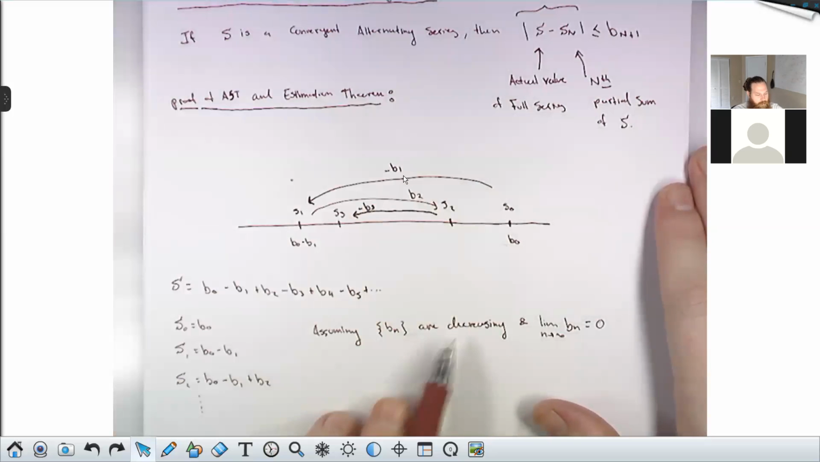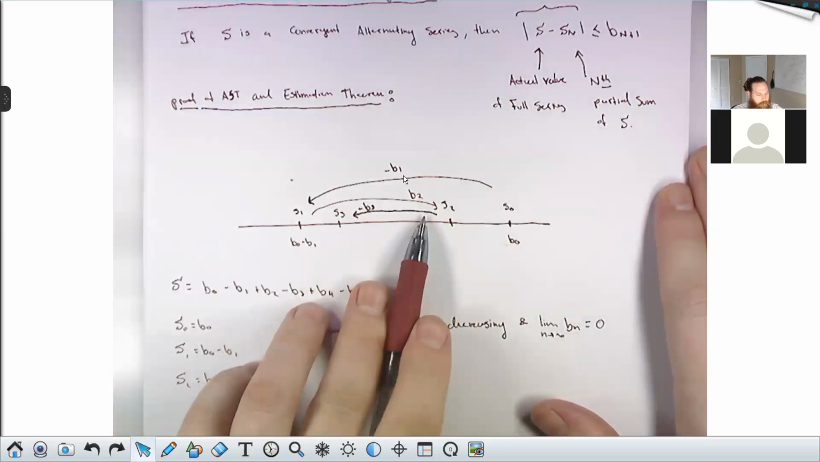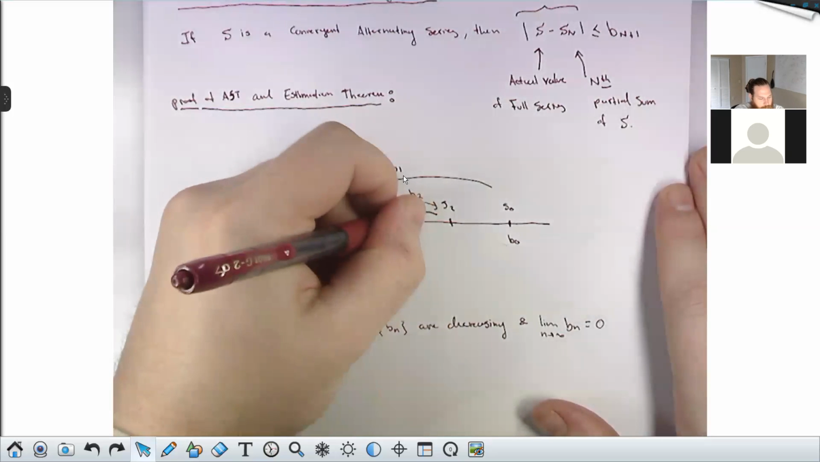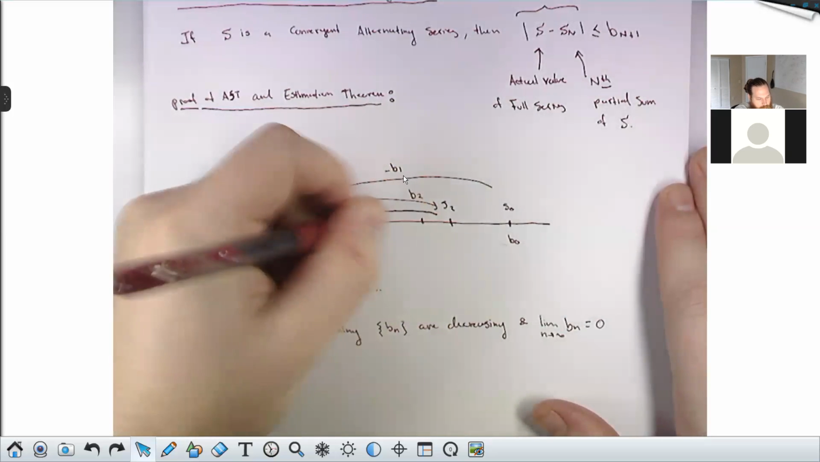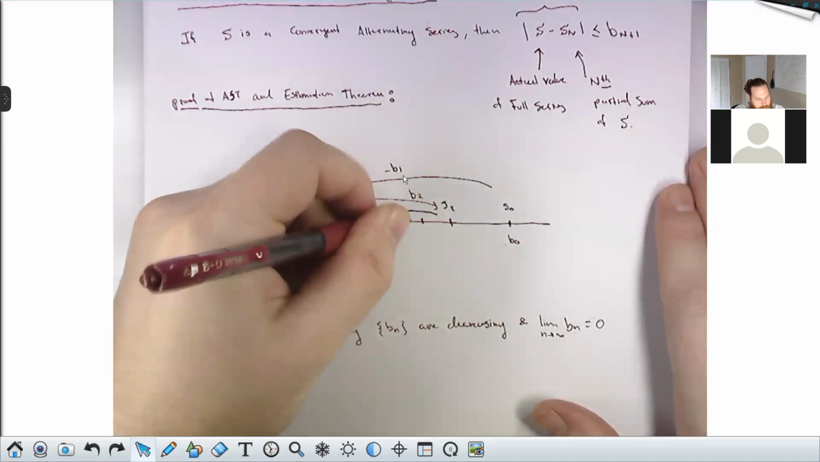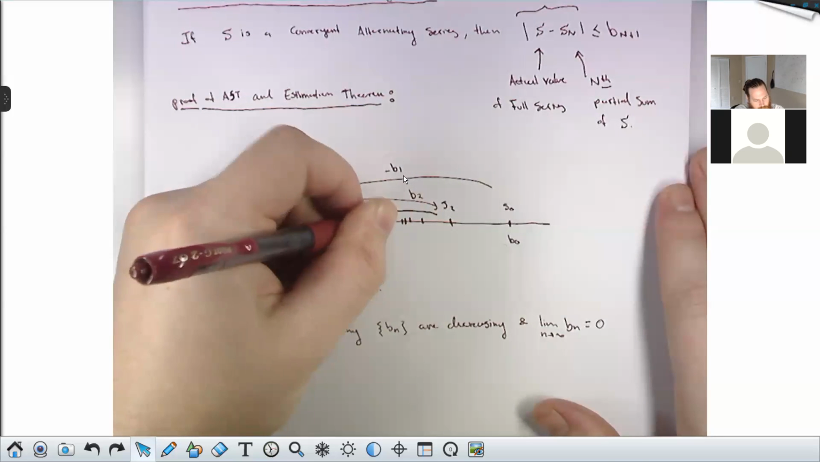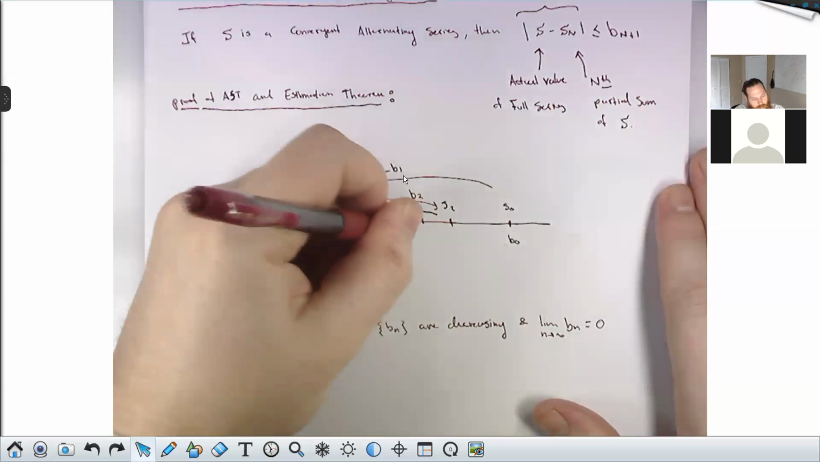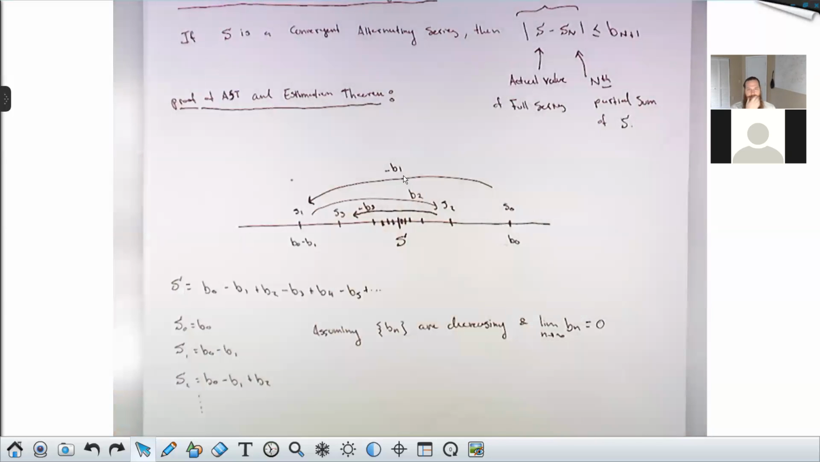But because the BNs are decreasing, B3 has to be smaller than B2. And this pattern continues, and we end up nesting our SNs until we arrive somewhere in the middle here, which is S.